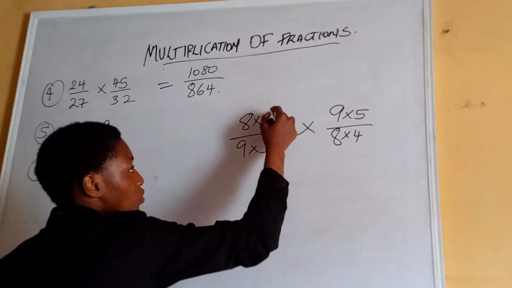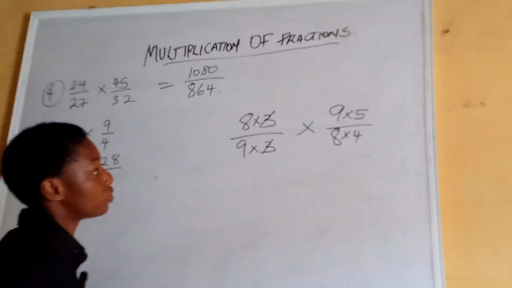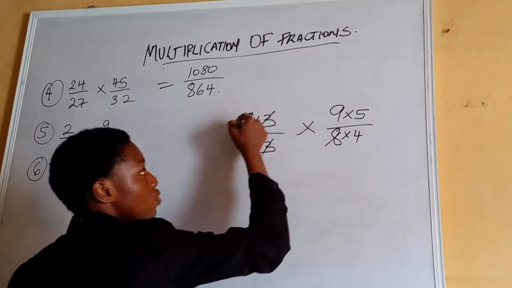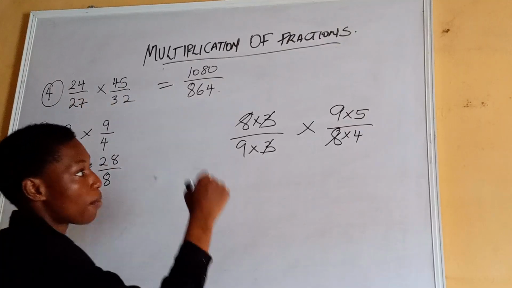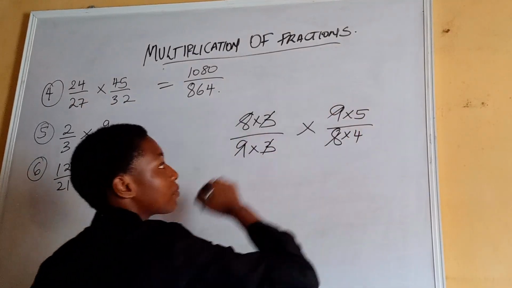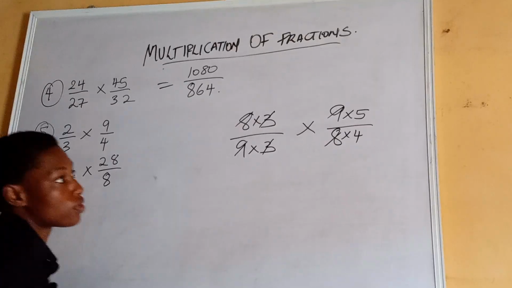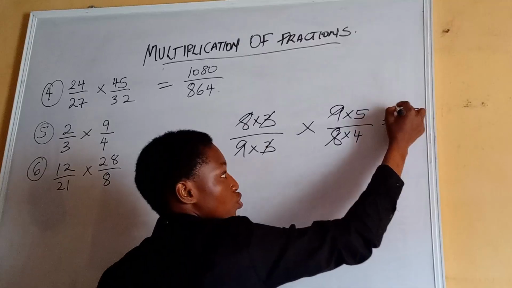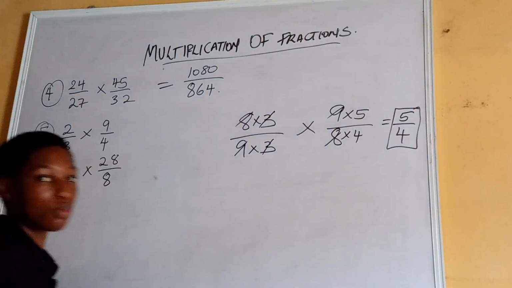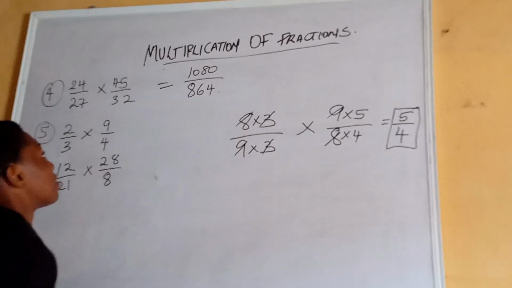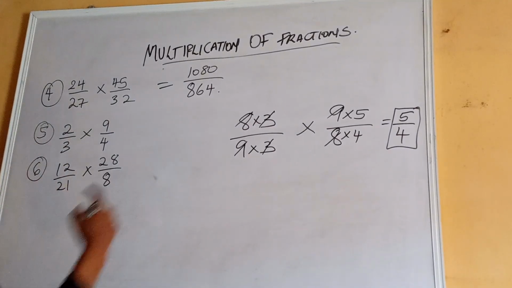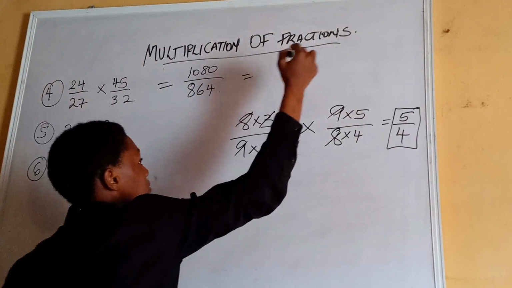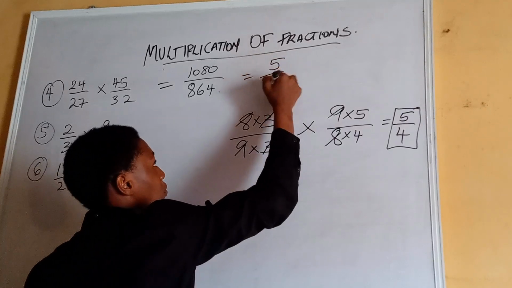Now you know that 3 here will cancel 3. 3 divided by 3 is 1. Now 8 will cancel 8. 8 divided by 8 is also 1. 9 will cancel 9. 9 divided by 9 is 1. So we are left with 5 all over 4. You don't need to simplify in this case because this has already been simplified. So this will end up being 5 all over 4 as your answer.